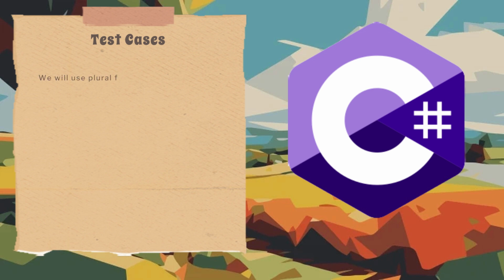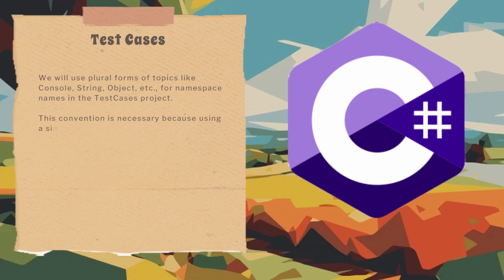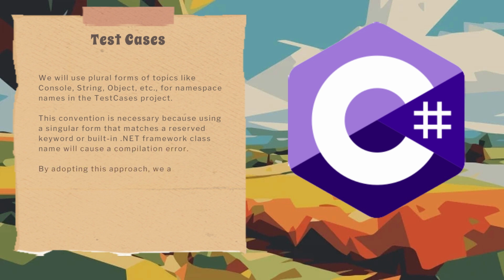We will use plural forms of topics like console, string, object, etc. for namespace names in the Test Cases project. This convention is necessary because using a singular form that matches a reserved keyword or built-in .NET Framework class name will cause a compilation error. By adopting this approach, we avoid naming conflicts and ensure that our code compiles without issues.